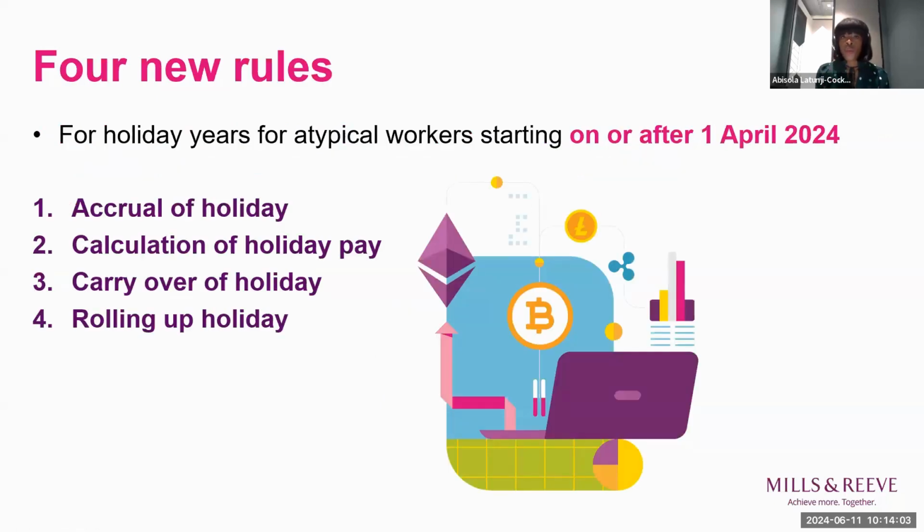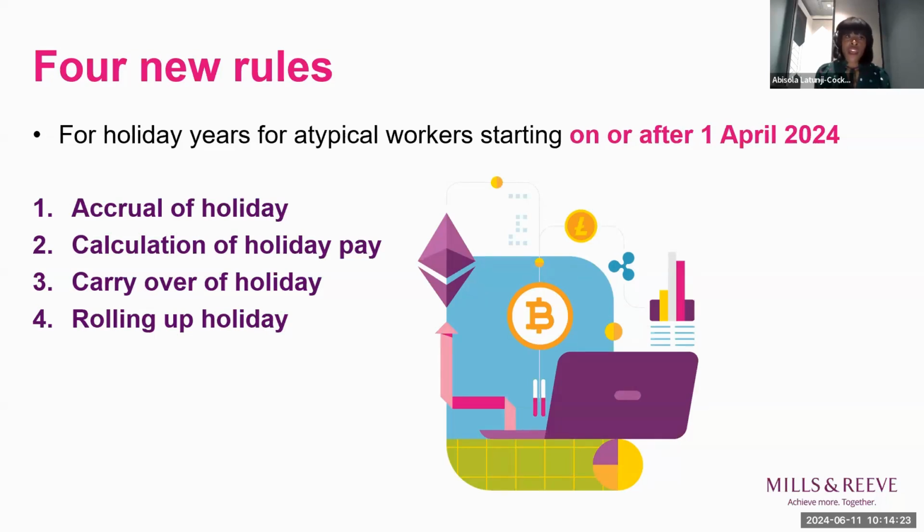So now that we know who we're talking about, and as I say, I'm going to refer to them as atypical workers in this section, what are the new rules that apply to these workers? There are 4 areas that I'm going to look at, which you'll see on the slide. But the first point that an employer will need to consider is when these new rules apply to its organisation, because that varies depending on when your holiday year starts.